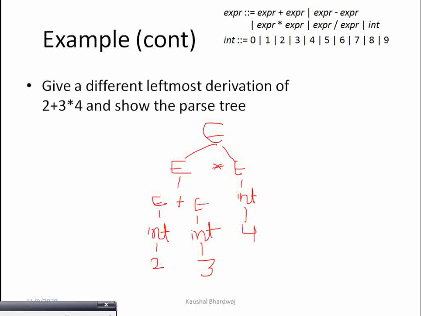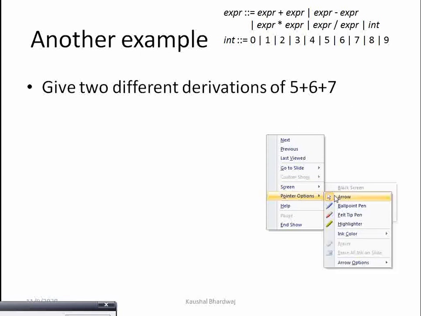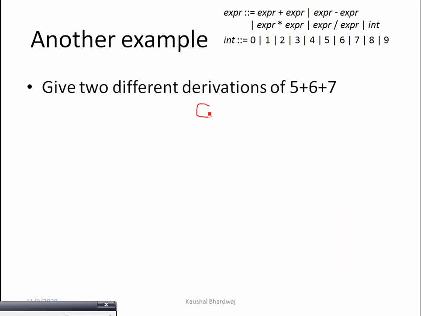Now here you can see you have used two different operators, plus and into. What if you are using the same operator twice, plus and plus? In that case, what will happen? You will use any one of them first, right? You will have this expression E, and then E will give you E plus E. Now with this E you have the option to go for int and derive 5, or you have the option to go for expression plus expression and derive 5 plus 6.